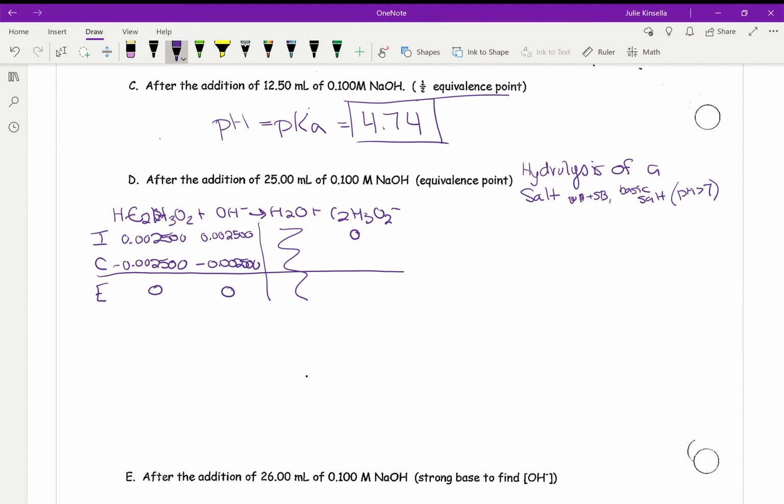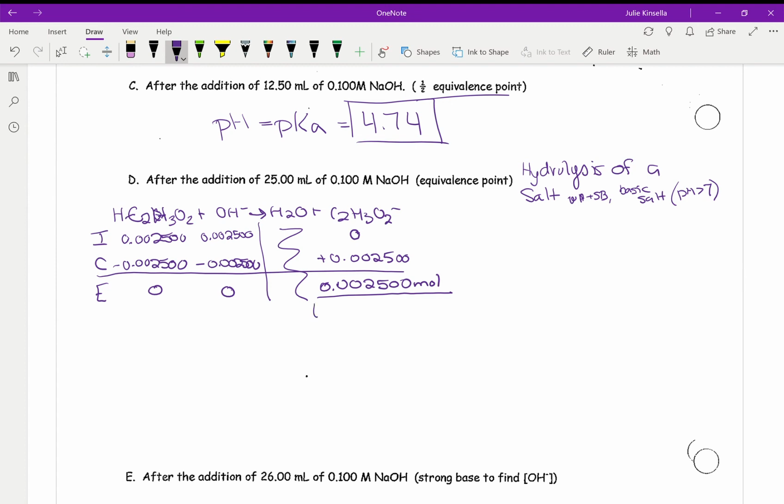And again, this is like, hey, I put in 25 milliliters. What is it at that point? So here I would have produced 0.002500 moles of my conjugate. And then here you have to be careful, because now we're going to actually do the concentration of it. So when you go to divide this, I need to divide by the total volume.